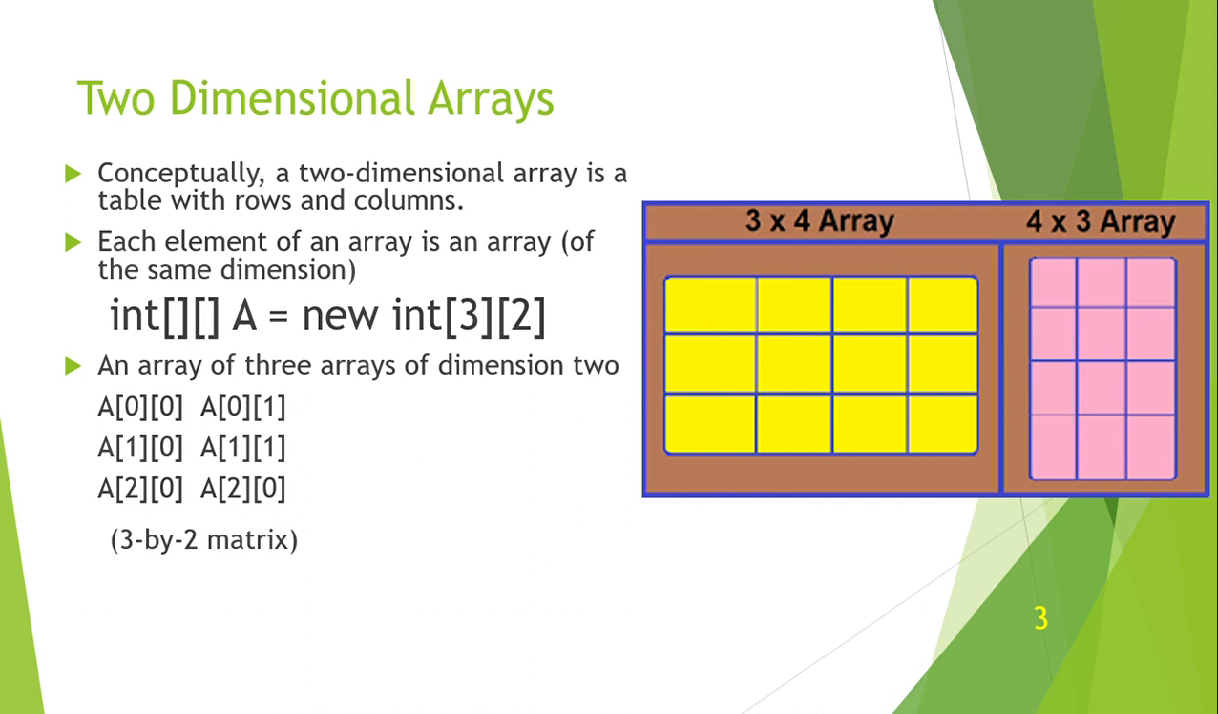And here in the picture, you can see these are two-dimensional arrays with 3 rows and 4 columns, which is colored in yellow. And another one is 4 rows and 3 columns, which is colored in pink. So the 3 by 4 array we are going to see an example in the upcoming slide.